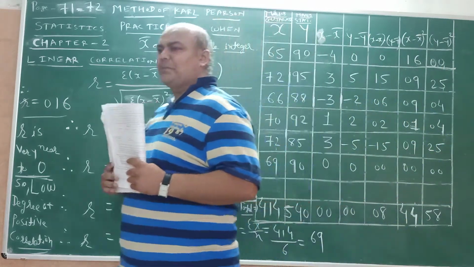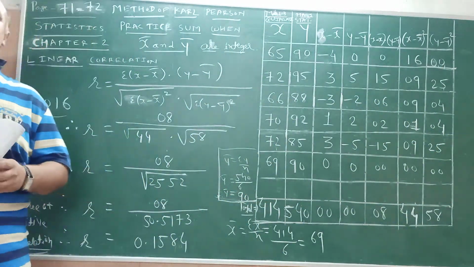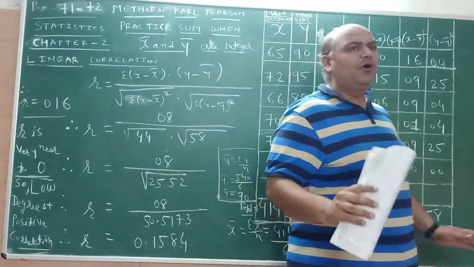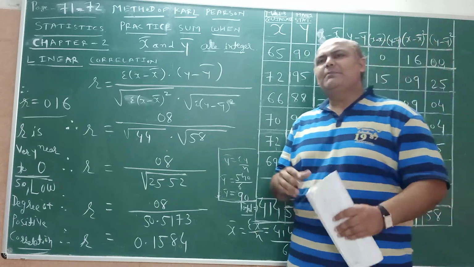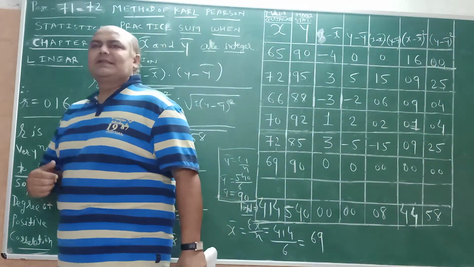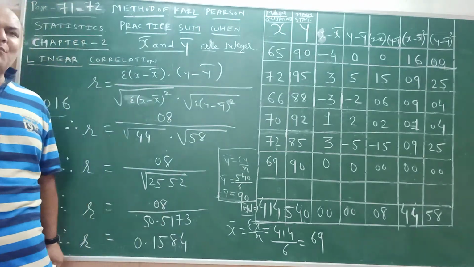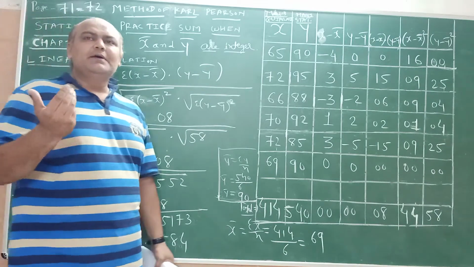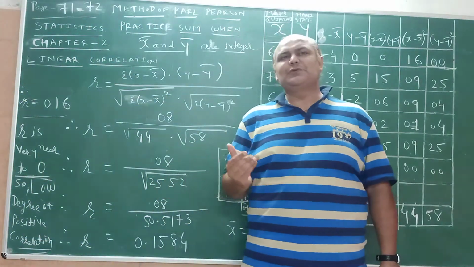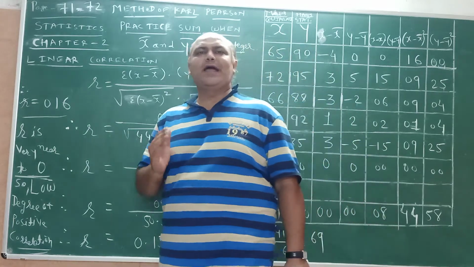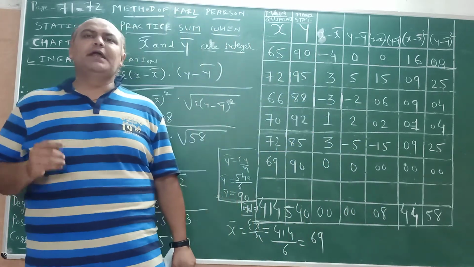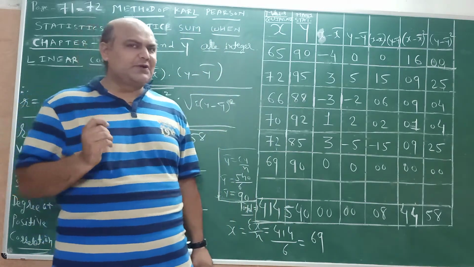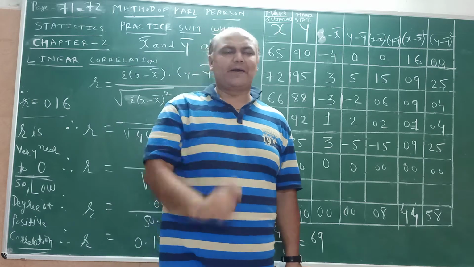In that particular chapter, we already started the practical sums. In the last video lecture, you all know that we took one practical sum of the method when x bar and y bar both are integers, not in fraction, not in point. We apply the formula r is equal to sigma (x minus x bar)(y minus y bar) upon under root sigma (x minus x bar) square into under root sigma (y minus y bar) square.